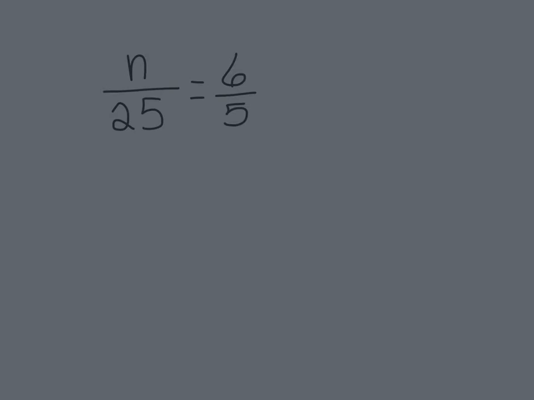If we have n over 25 equals 6/5, we kind of did this a little bit in the last lesson, so we would multiply the extremes by the means. The extremes would be n times 5, which is equivalent to our means, 25 times 6. So n times 5 is 5n, and 25 times 6 is 150.